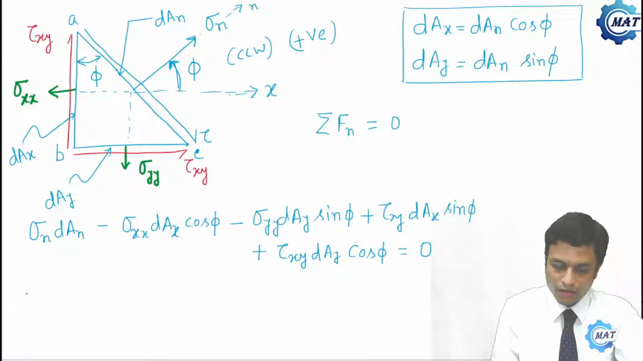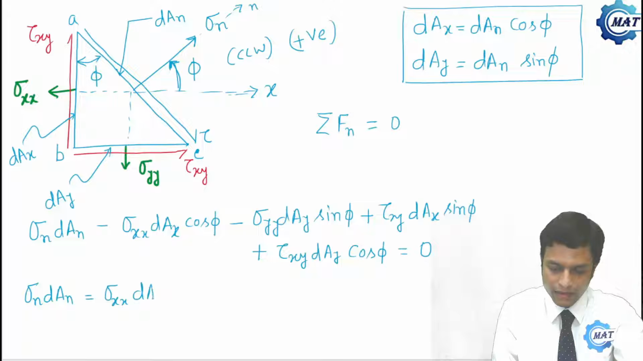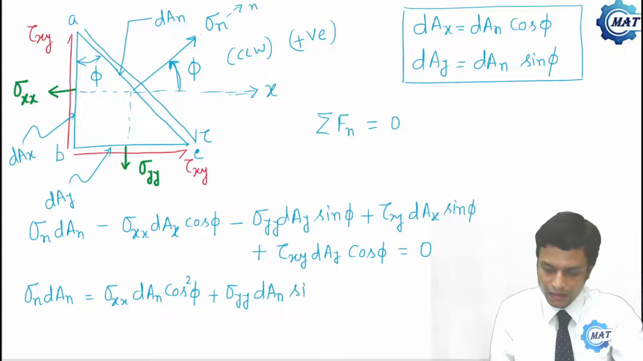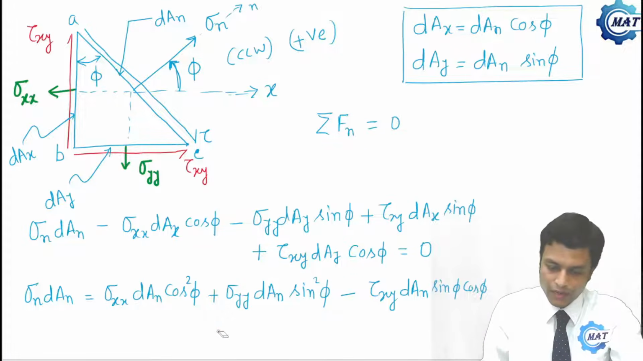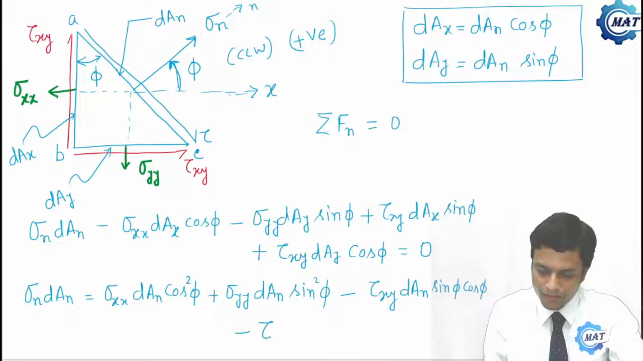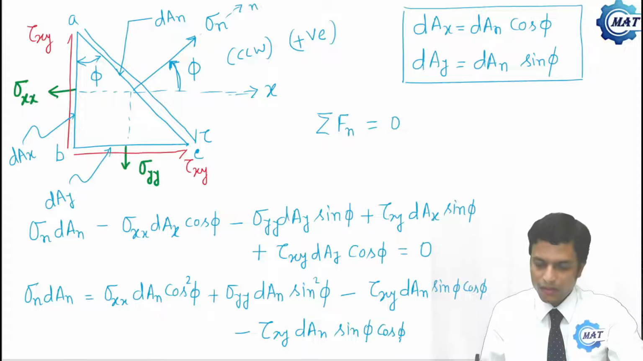So from this we'll get sigma n dA n is sigma xx dA n cos square phi plus sigma yy dA n sin square phi, plus, sorry, this will be minus, if we take that to the other side this will become minus, and this will also be minus tau xy dA n sin phi cos phi.